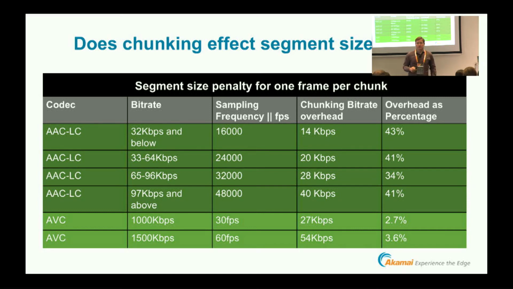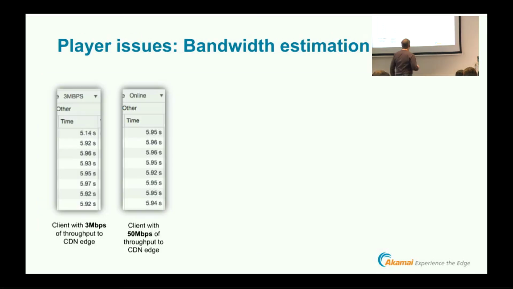Any more questions? Right. So here's the bandwidth estimation problem that I spoke about earlier. So here's a screenshot. This is a client that has 3 megabits of connectivity to the edge through its Wi-Fi or something. And it's playing 6-second segments. And these segments are going to come as fast as the encoder can make them. So we see in practice that they come in just less than 6 seconds.